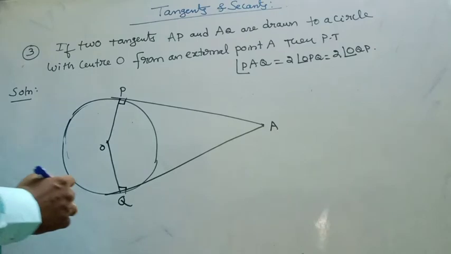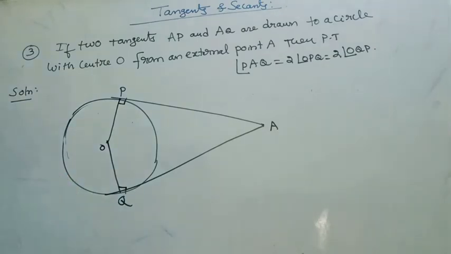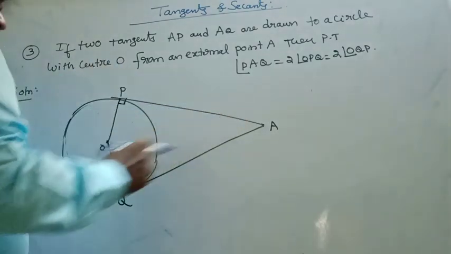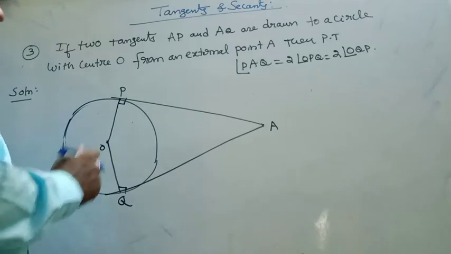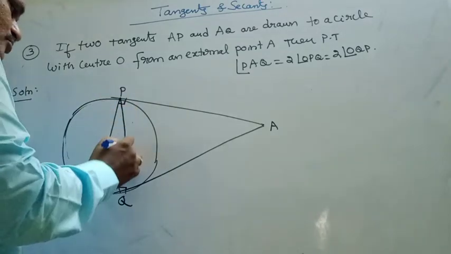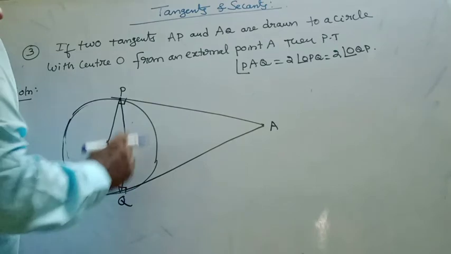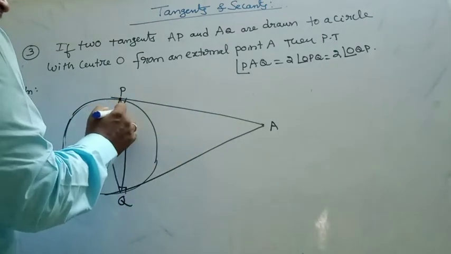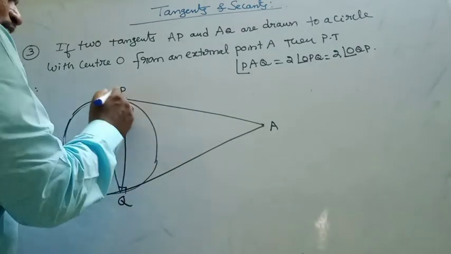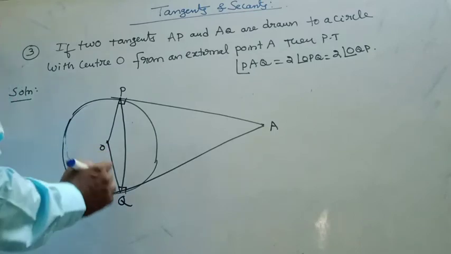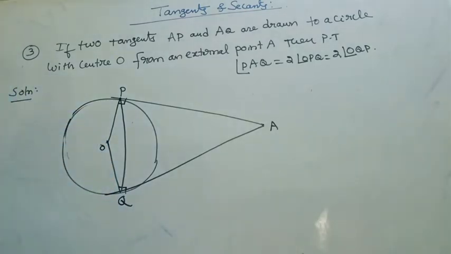Now what we require to prove is that angle PAQ is equal to 2 times angle OPQ. OPQ means here we have to draw like this. Wonderful. Right? Fine. This is what we require to prove: angle PAQ is equal to 2 times angle OPQ, that equals 2 times angle OQP. Right? This is what we require to prove, my dear students.